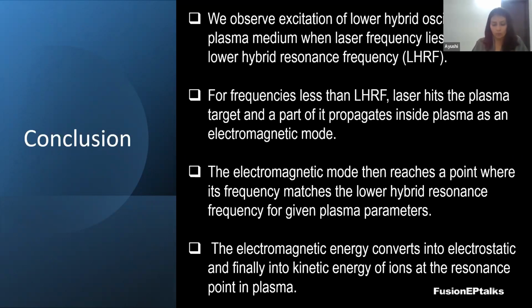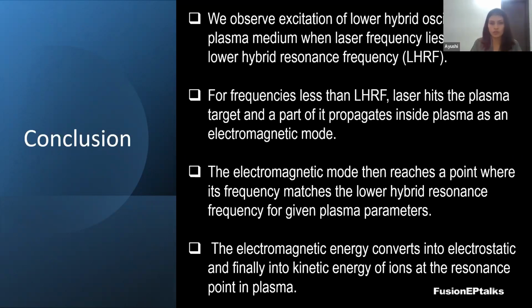This electromagnetic mode then reaches a point where its frequency matches the lower hybrid resonance frequency for given plasma parameters. And therefore, the electromagnetic energy first converts into electrostatic energy and then finally into kinetic energy of ions at the resonance point in plasma. So using this, we can very well specify where to dump the laser energy.